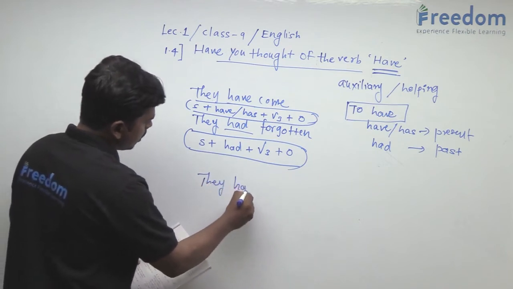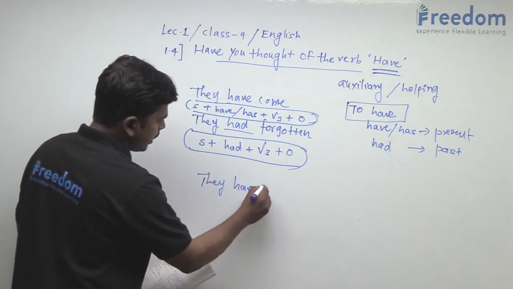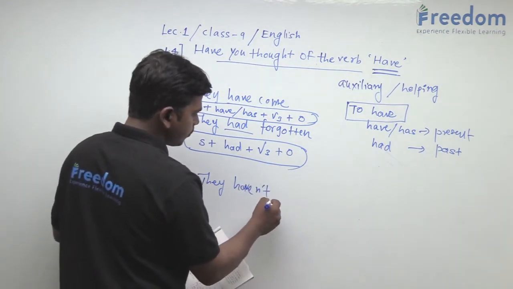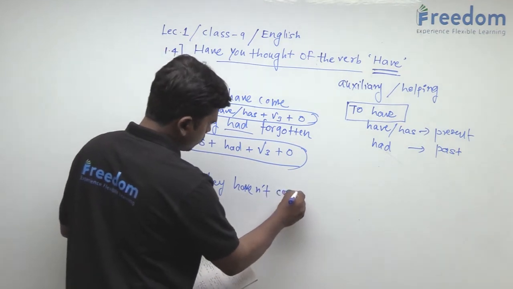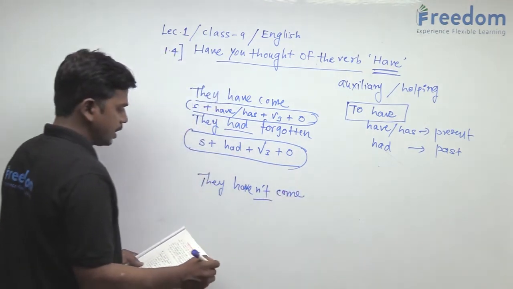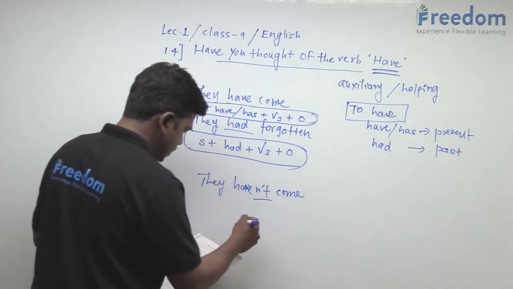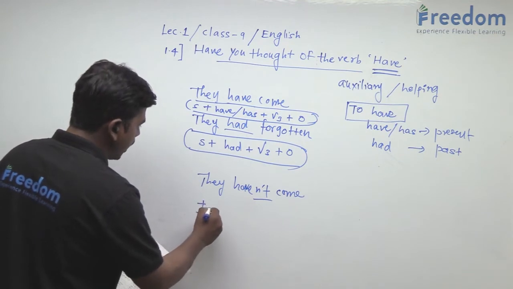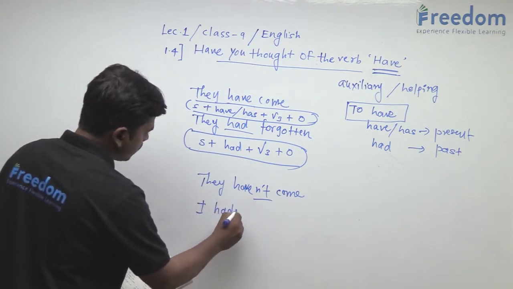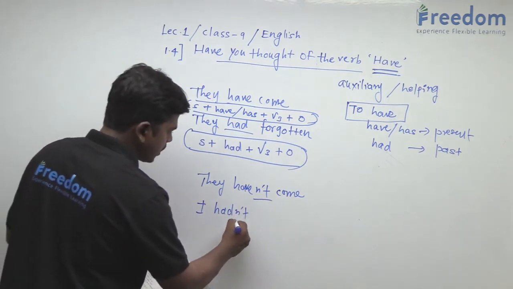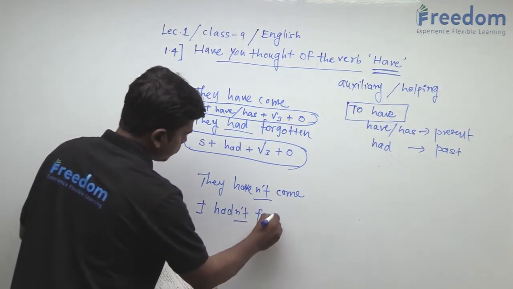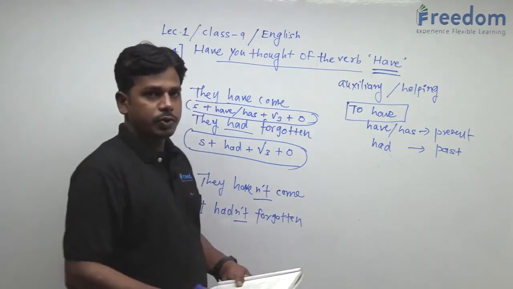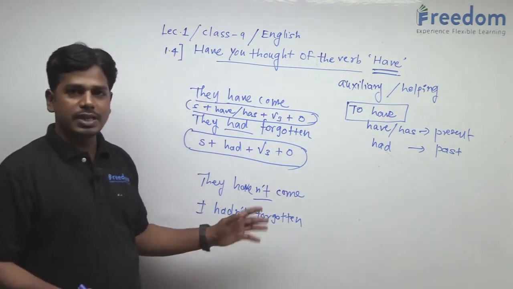They have, "not" should be added. So here, they haven't come. Okay, so for making it negative. Next sentence that we can write here is: I had not, that is, hadn't forgotten. So what did we do here? We added "not" to it, the negative element, and we made this sentence negative.